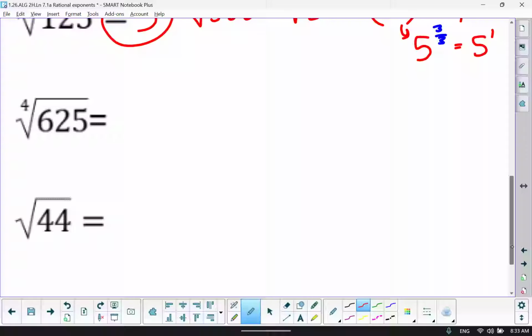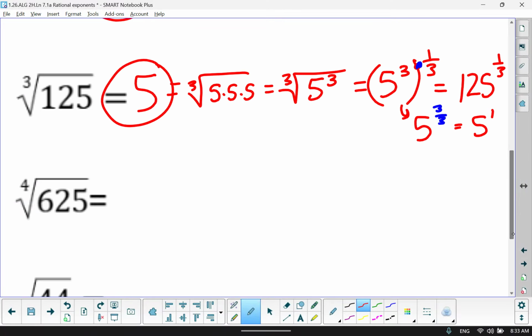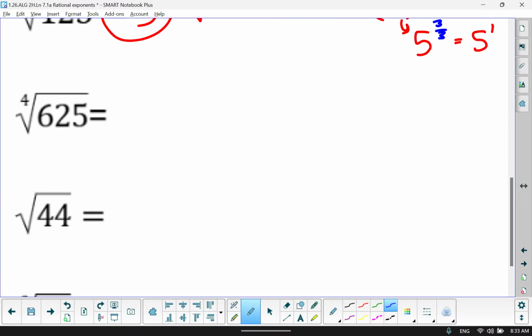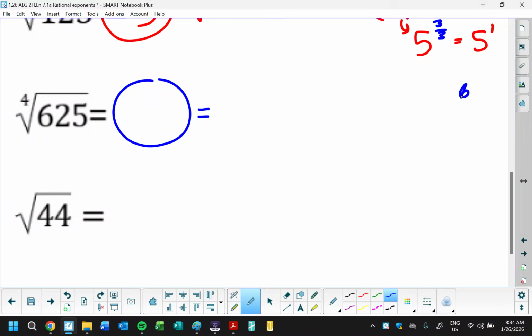How about the next one? Pause if you haven't gotten there. Come on back when you're ready. So the fourth root of 625. Maybe some of us are having a hard time coming up with the answer right off the bat. So what if you went ahead and just separated it out? I'm going to do upside down division here. Or you can do your factor trees if you want, but I like upside down division.